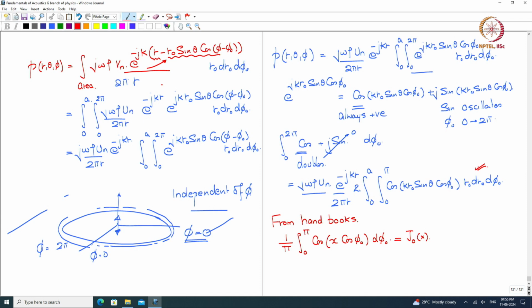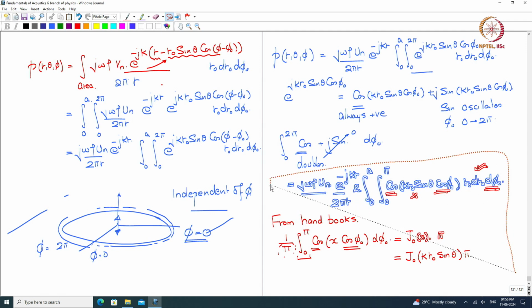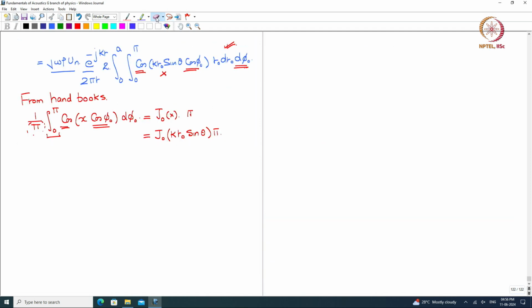Okay. So, here we have 0 to pi, and we do not have pi in the manner we will want. So, we will bring pi up over here. Then we have cos of x cos phi 0 d phi 0. So, the result of that will be the Bessel function J 0 of k r 0 sin theta into pi. Let me take this to the next page. So, we have this thing over here, and this can go and this can go.